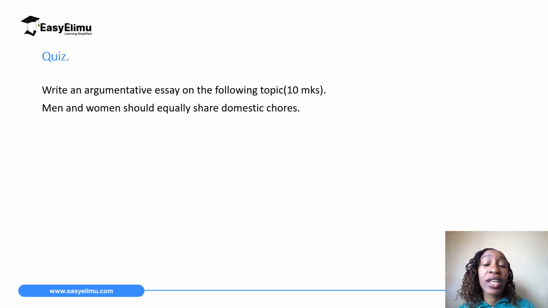So that's it for argumentative essays. I hope you have understood and you're now able to write an argumentative essay. I also hope you have understood the 3 different types of patterns, and you will find one that is suitable for you that you'll be using when you need to write an argumentative essay.